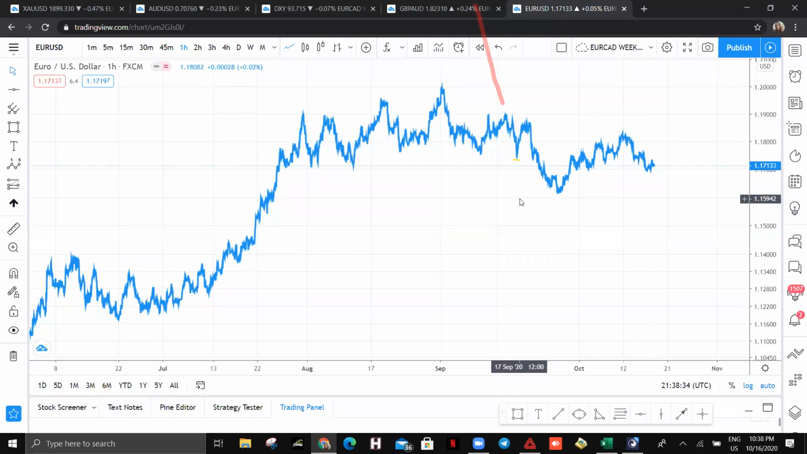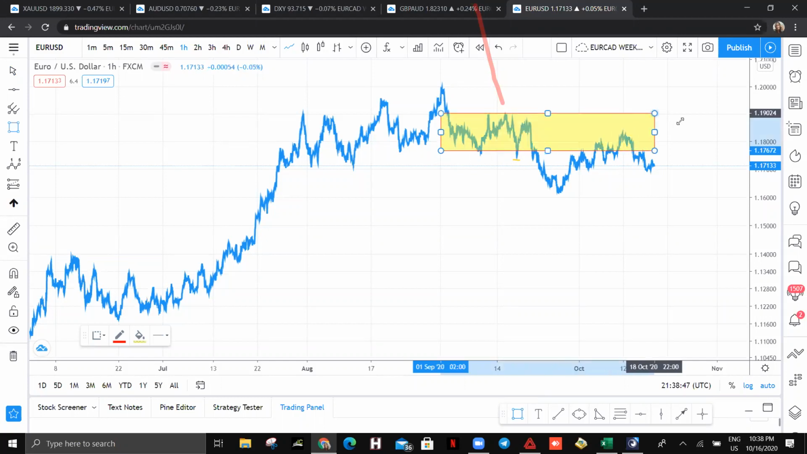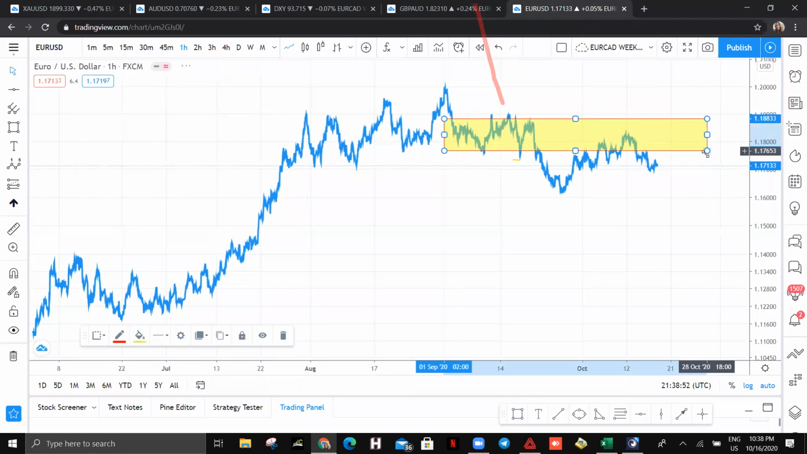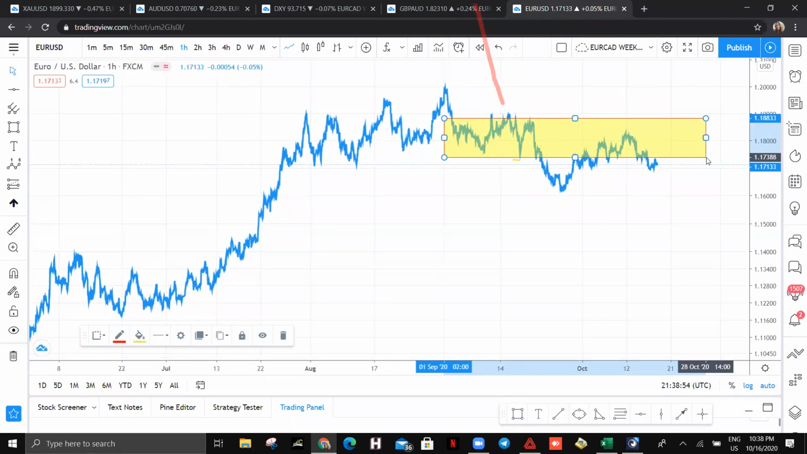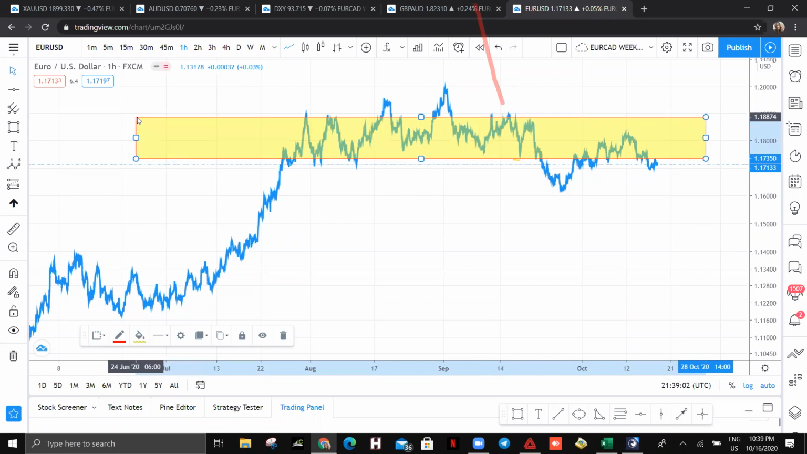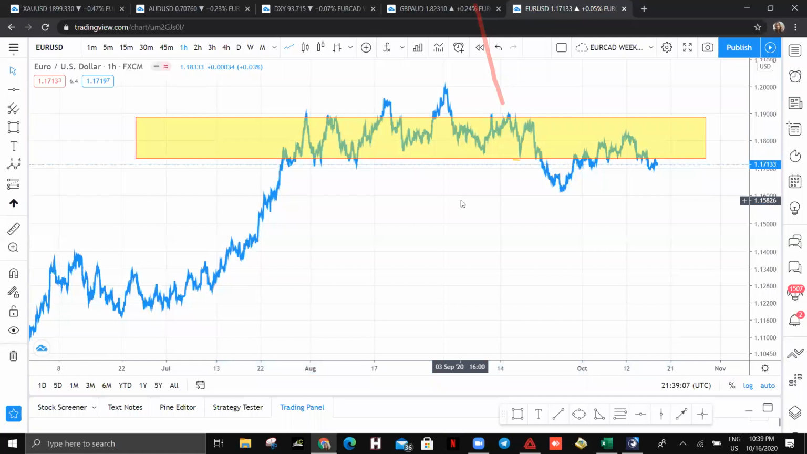So I want to know where my zone is going to lie. What I would do is just pick here, from the start here to where the pullback stopped. Have you seen? And you draw it. So now I've gotten my resistance zone. This is now my resistance zone.